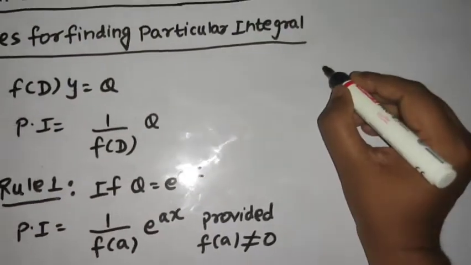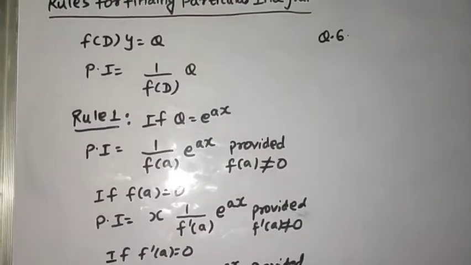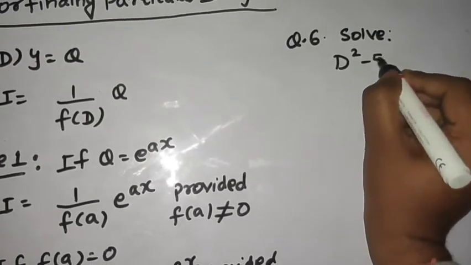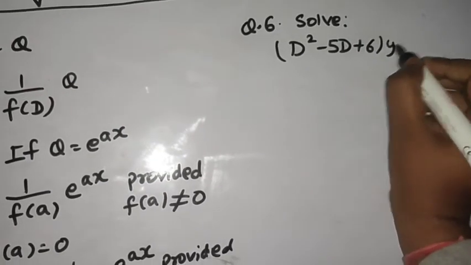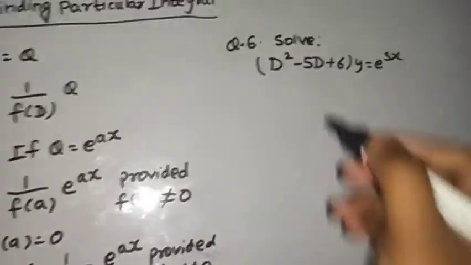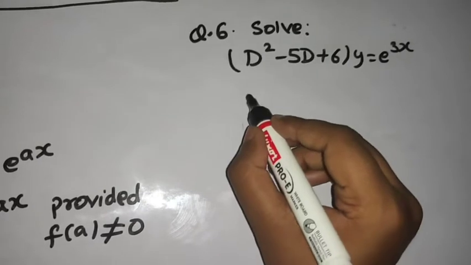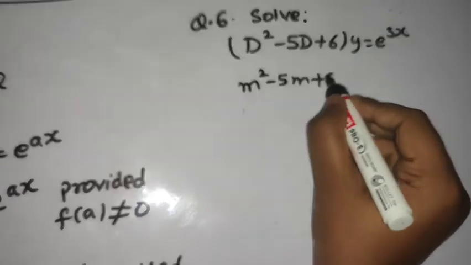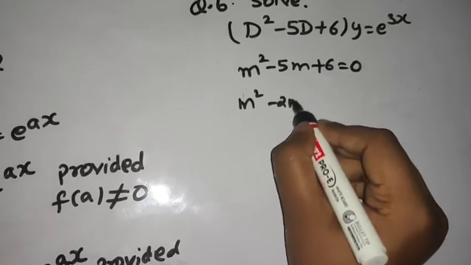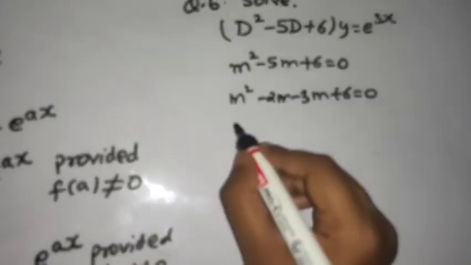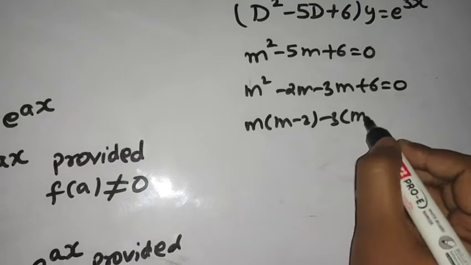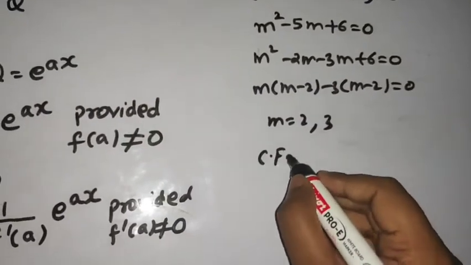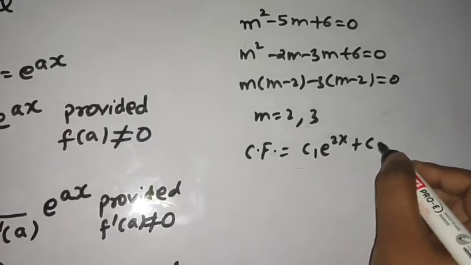I think we have question number 6. The question is, solve D square minus 5D plus 6. First thing is the complementary function. This is already in the form of D, write it in the form of m for finding the complementary function. So m square minus 5m plus 6, these are the two roots. So the complementary function we can easily find: c1 e power 2x plus c2 e power 3x.